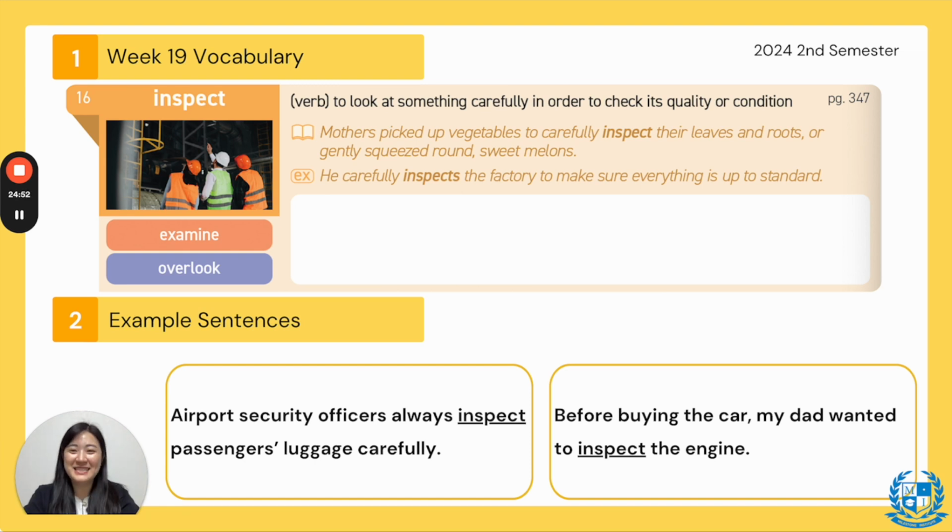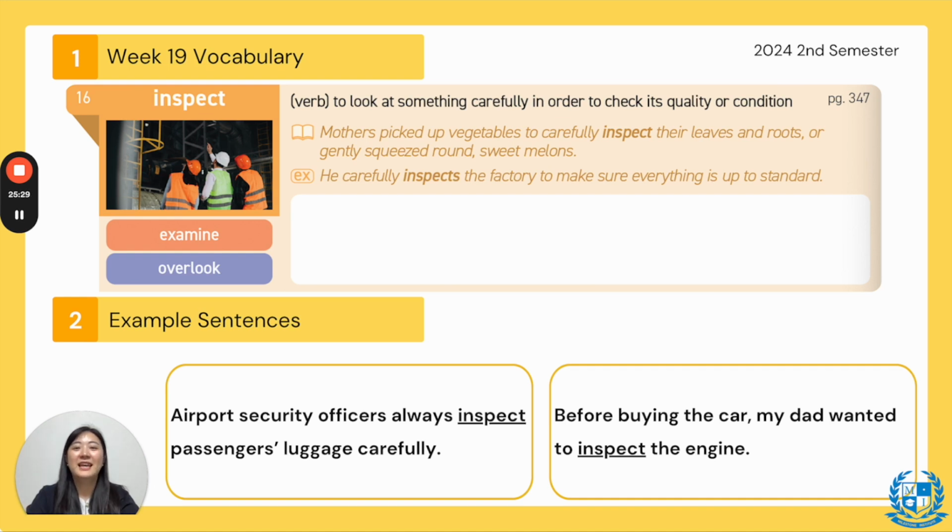Inspect. The synonym is examine and the antonym is overlook. And it's a verb and it means to look at something carefully in order to check its quality or condition. So we're not just going to, you know, let it pass by, but inspect means to really look at it. In our book it says, mothers picked up vegetables to carefully inspect their leaves and roots, or gently squeezed round sweet melons. So they're going to look at the leaves and the roots.